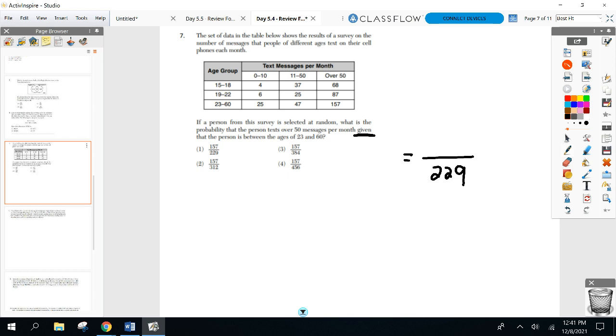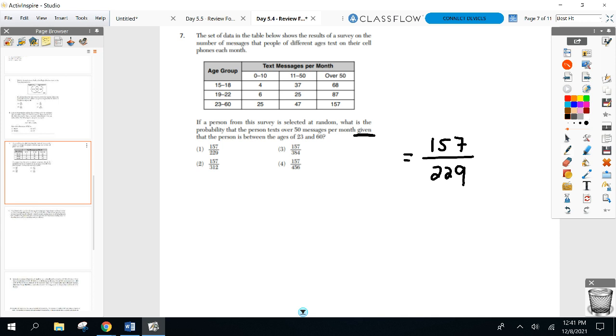What do we already know? Given what? So what row am I adding? The 23 through 60, and that's where I got 229. If I'm really cocky, I could stop here, right? Because there's only one up there with 229, right? But out of those 229, how many text over 50 messages? 157. Okay.